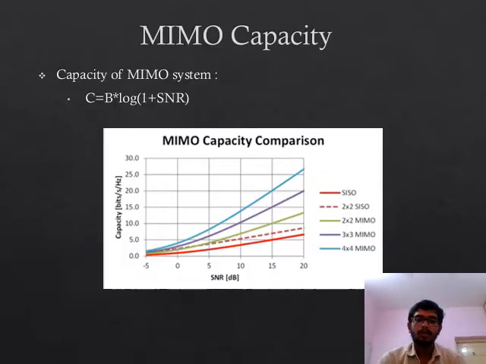The next slide is MIMO capacity, the capacity of a MIMO system. Capacity of MIMO is C equals B times log of 1 plus SNR. In the figure, the horizontal axis is the signal to noise ratio in dB, from 0 to 30, and the vertical axis is capacity in bits per second per hertz. In this diagram, the lines represent 2 cross 2 MIMO, 3 cross 3 MIMO, and 4 cross 4 MIMO respectively.